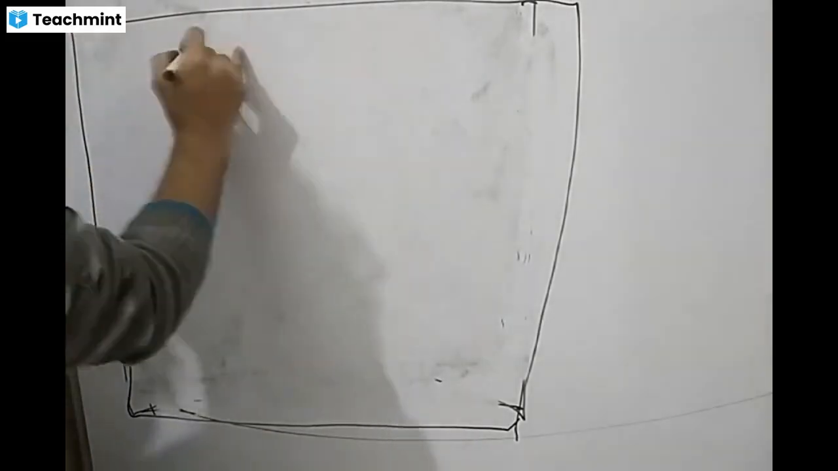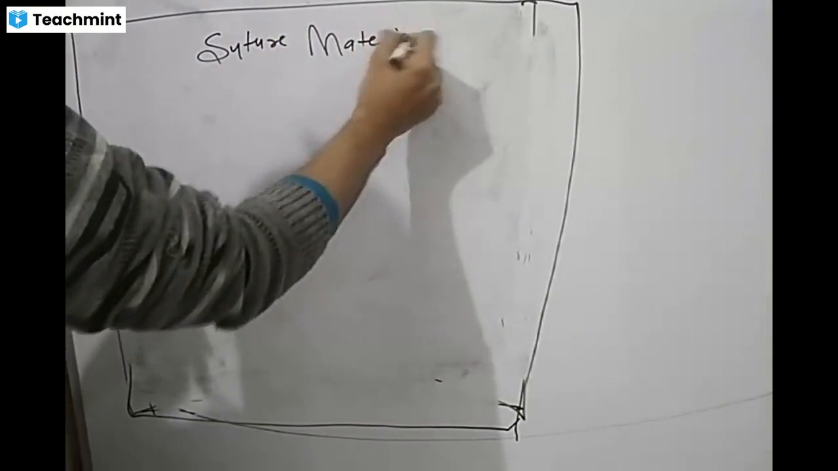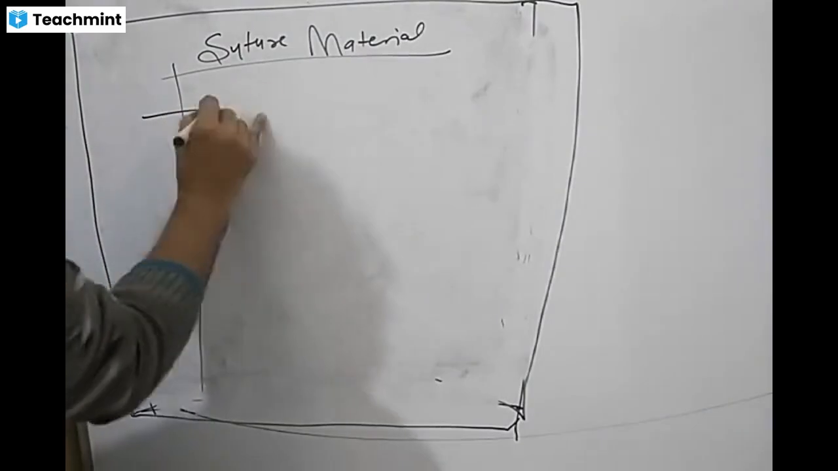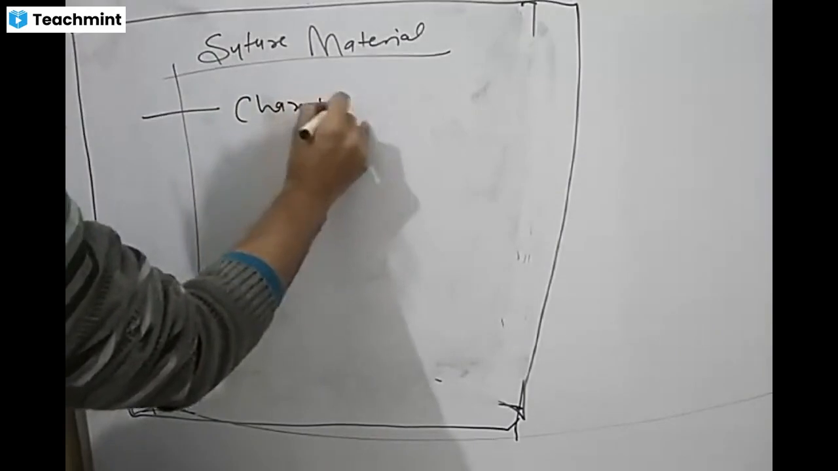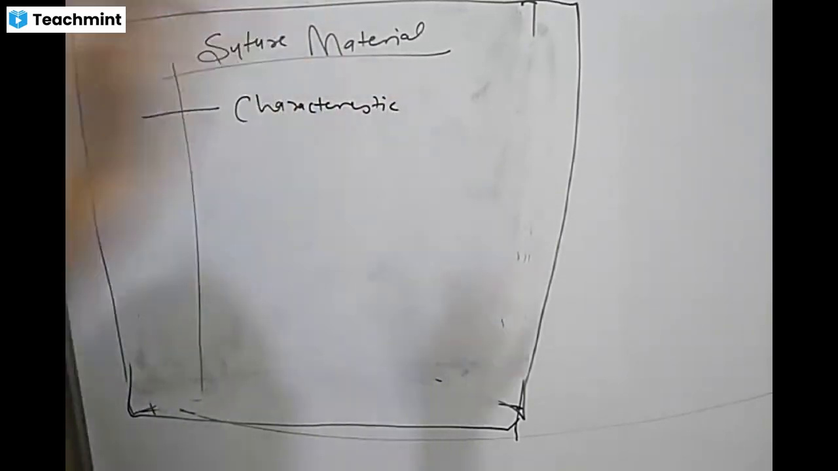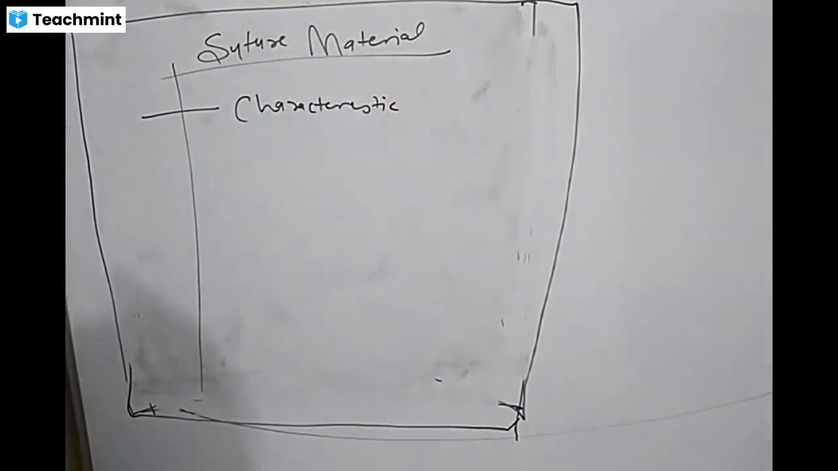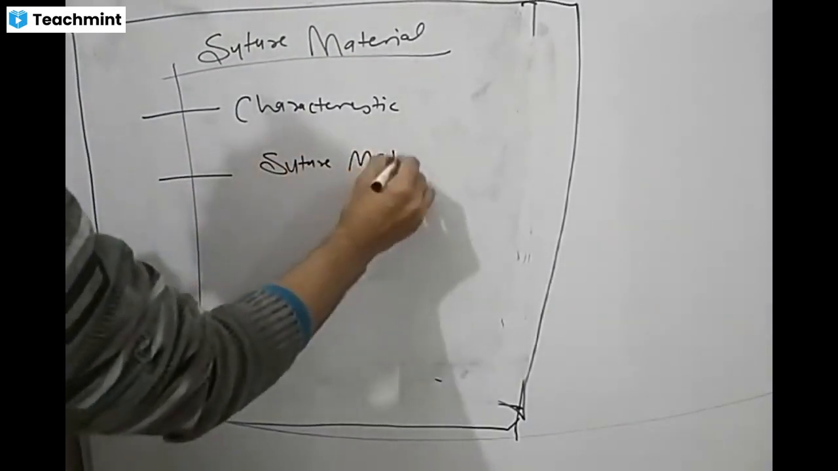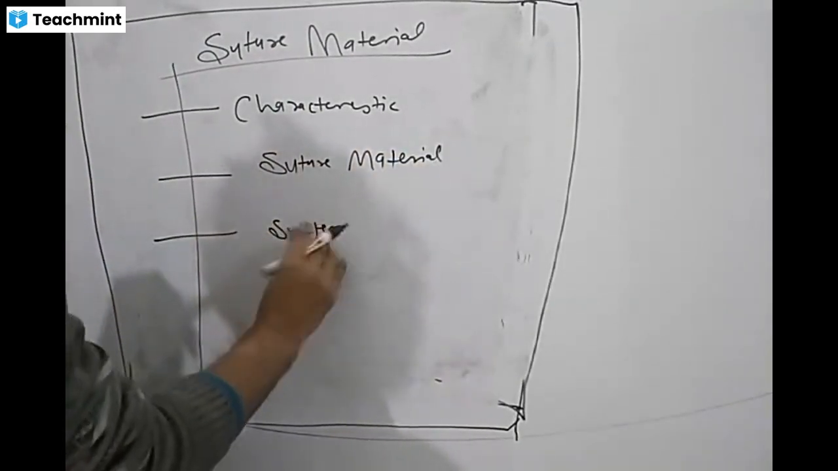So today's topic is about suture materials. In case of suture materials, there are three topics. First is characteristics of suture material. The material which we are using should be ideal, or close to ideal. Second is the material itself. And third topic will be on suture pattern.